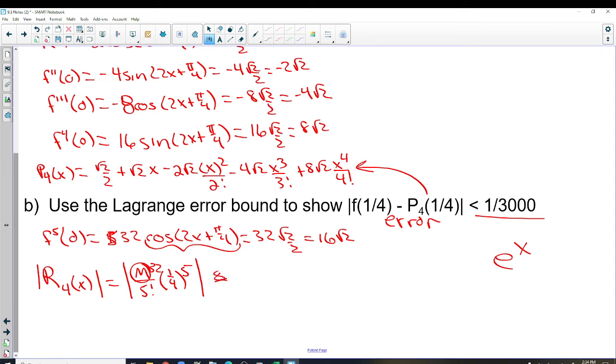This ends up being 1 over 3,840, which is less than 1 over 3,000. So that's actually the final statement that they want to see. That what you get is actually less than 1 over 3,000. The trick on that one is knowing that that value needs to be 32. That's not easy.